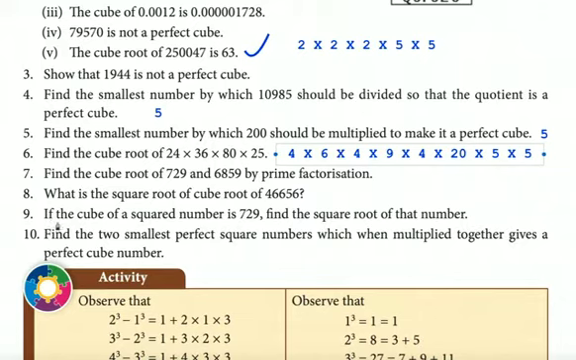216 only, right? If the cube of a square number is 729, find the square root of the number. The cube of a square number: x square into x square, whole cube, x power 6 is 729. Find x first, then find root x. Okay. x power 6 is 729.